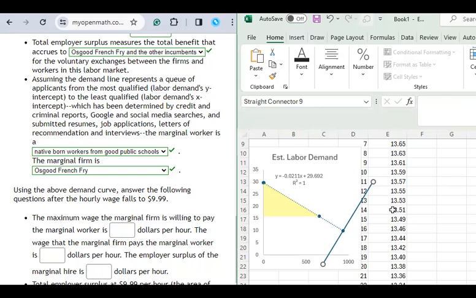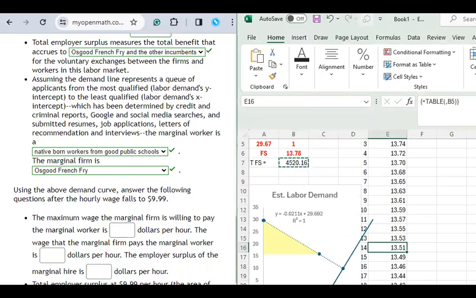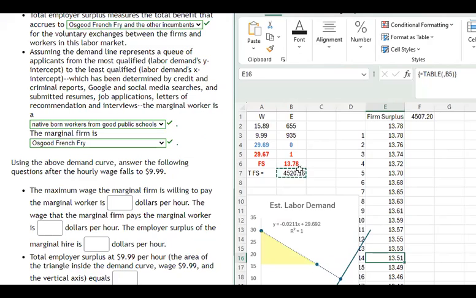So now what we have to do is change our model here. We're going to subtract the wage firms are willing to pay the first employee, the most productive of the employees, the one that's judged to be the most productive. We're going to subtract from that the new market wage of $9.99.